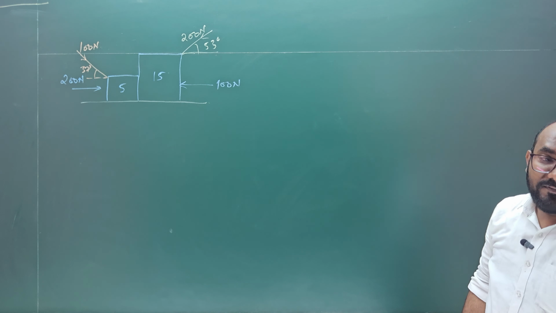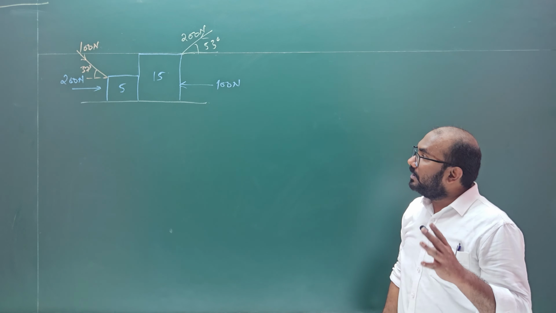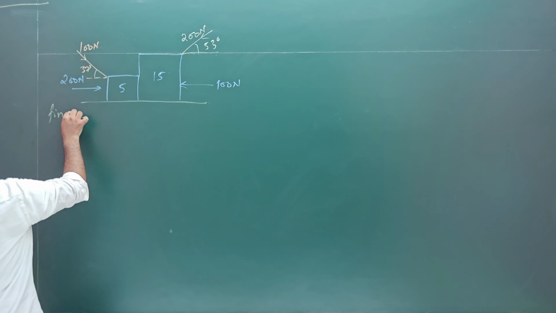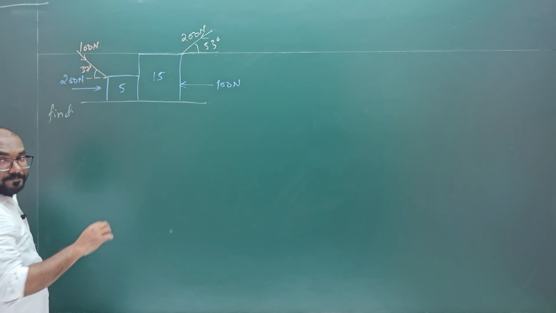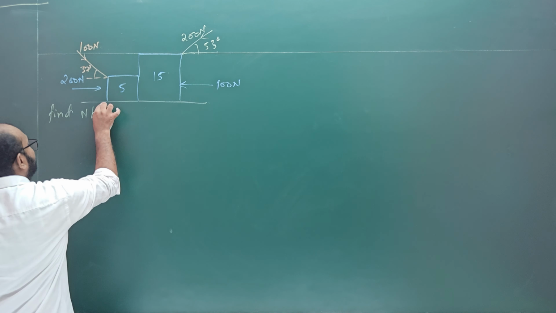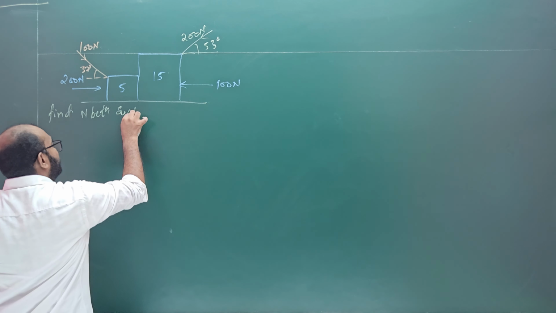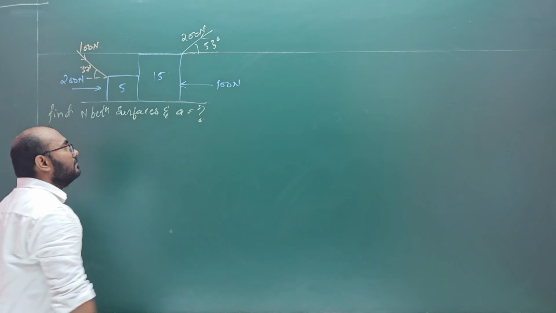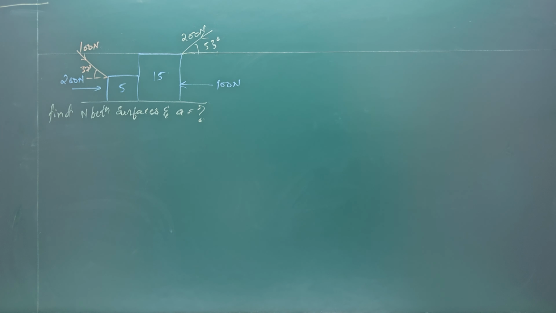So how many forces are there? 4 forces are there. Okay, all you need to find is what? Find, no need to calculate the vertical normals. Normal between surfaces and acceleration. Okay, come on. Okay, shall I now? Okay, the answer has come.